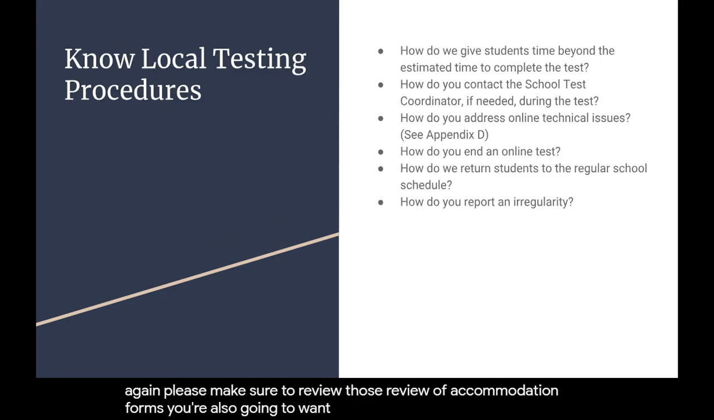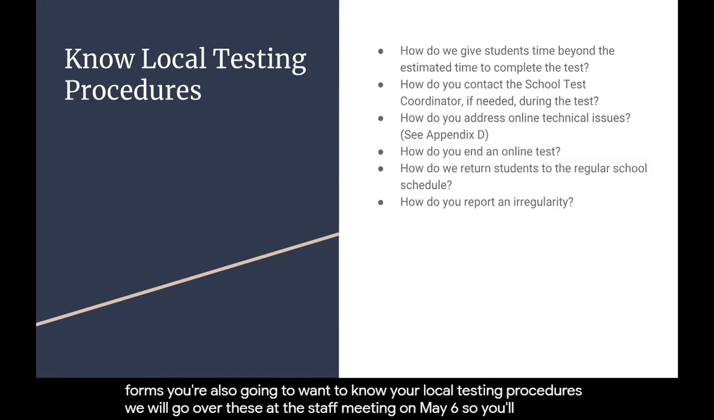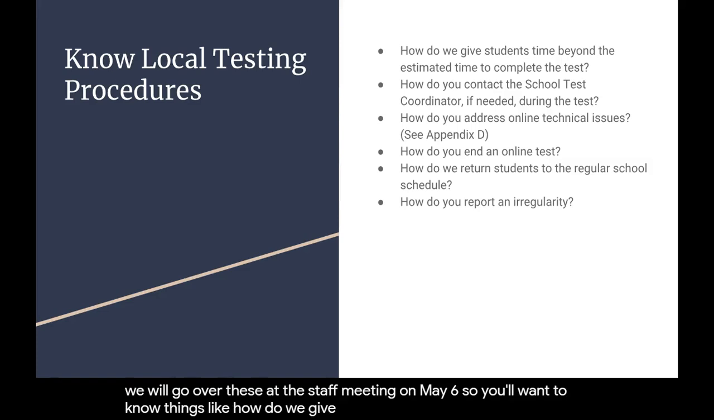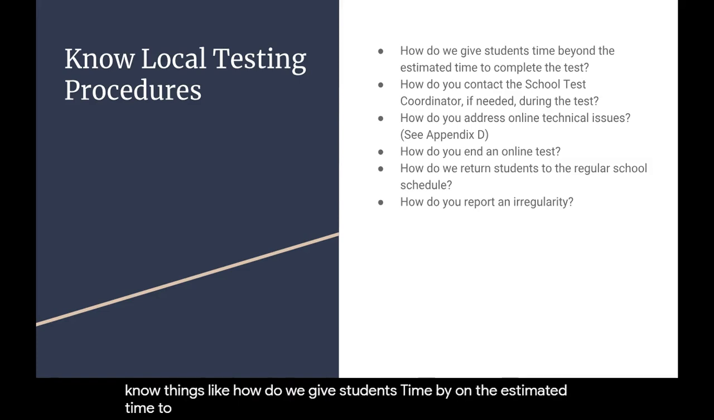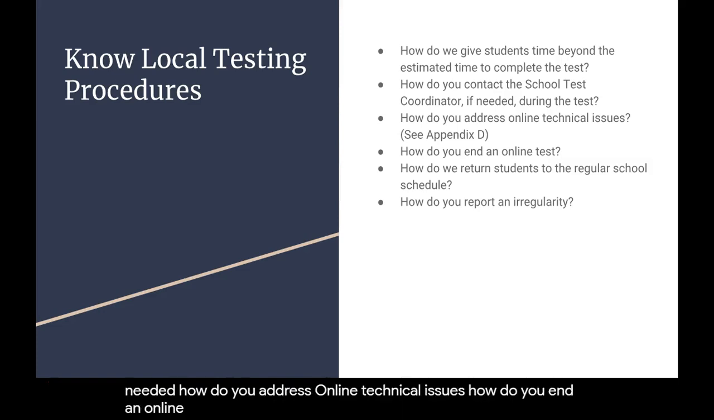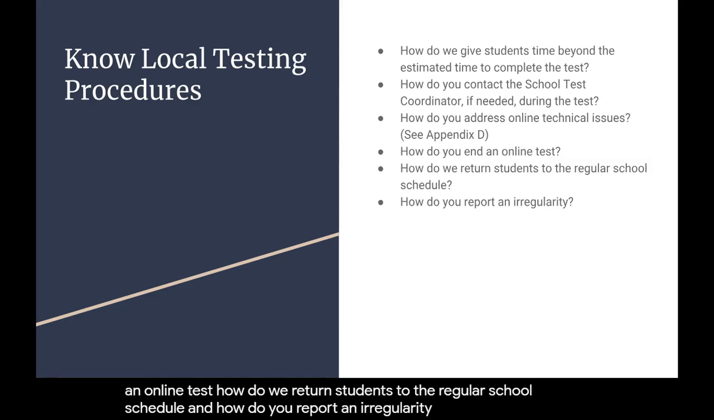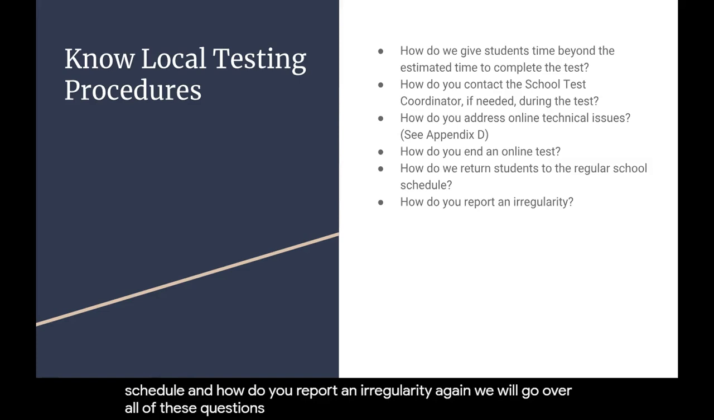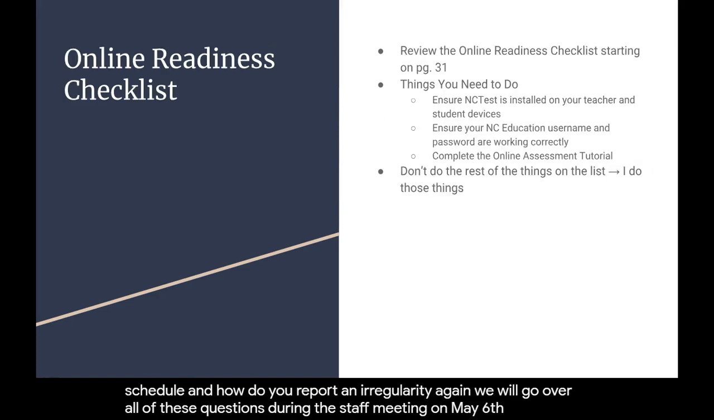You're also going to want to know your local testing procedures. We will go over these at the staff meeting on May 6th. So you'll want to know things like, how do we give students time beyond the estimated time to complete the test? How do you contact me during testing if needed? How do you address online technical issues? How do you end an online test? How do we return students to the regular school schedule? And how do you report an irregularity? Again, we will go over all of these questions during the staff meeting on May 6th.